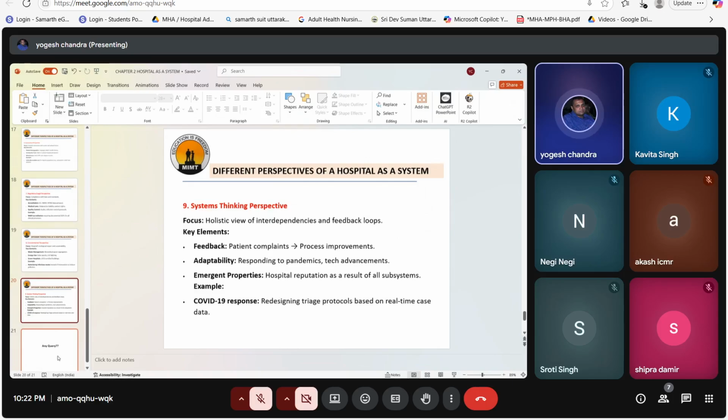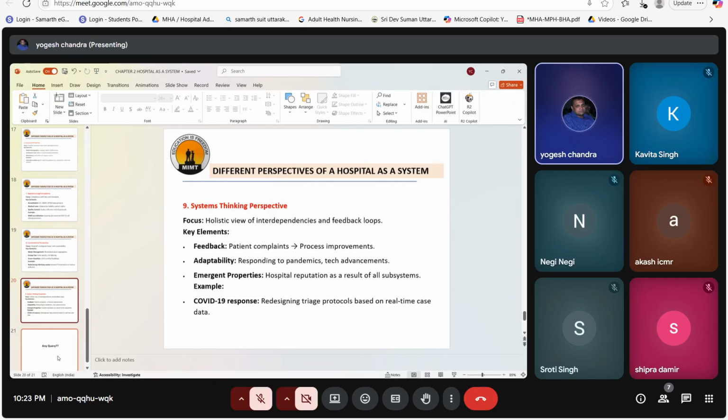Then we have the systems thinking perspective also. If the system is there, there must be some kind of thinking perspective. It means you have to have some kind of feedback mechanism, some kind of adaptability, and disaster response. Sometimes hospital reputation is a result of all the subsystems. Any hospital can get some kind of good or bad image from particular things. So there are many interrelated things that give your hospital a good, branded image, or sometimes may ruin the hospital's image also.